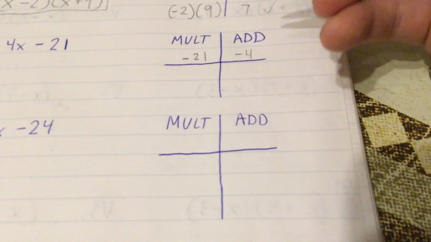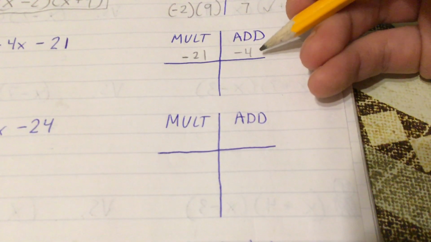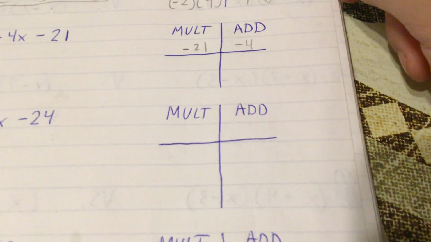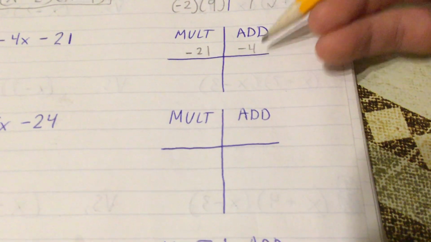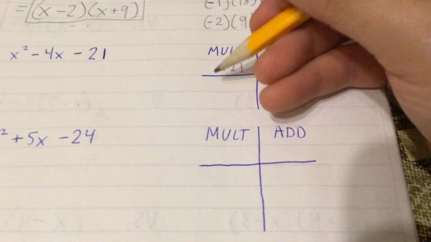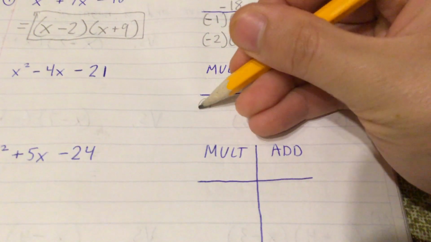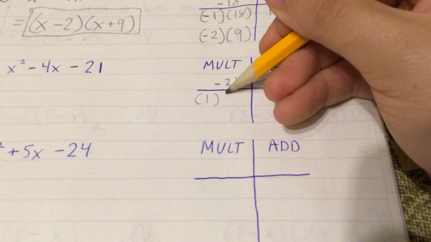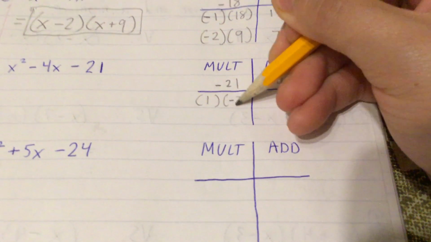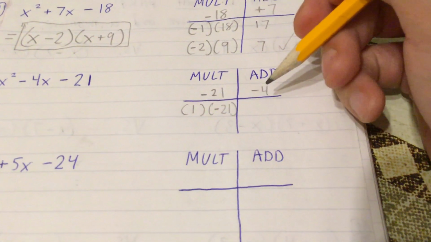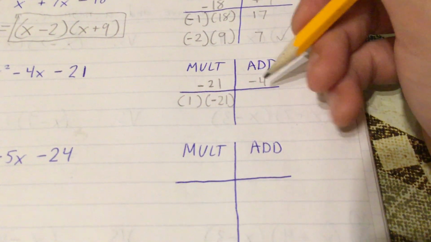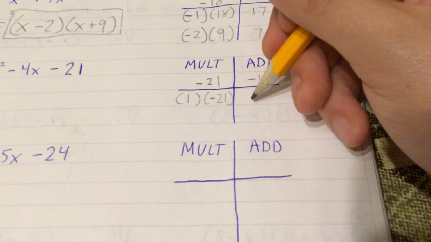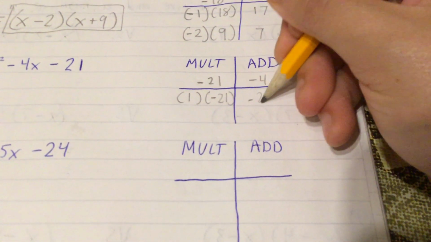Positive times negative, but which one's going to be stronger than the other? Yeah, it's going to be a stronger negative. So a weak positive and a strong negative. So I'm going to do low positive, big negatives. Let's try 1 and negative 21. 1 times negative 21 is negative 21. 1 plus negative 21 is negative 20. Is that what I want?